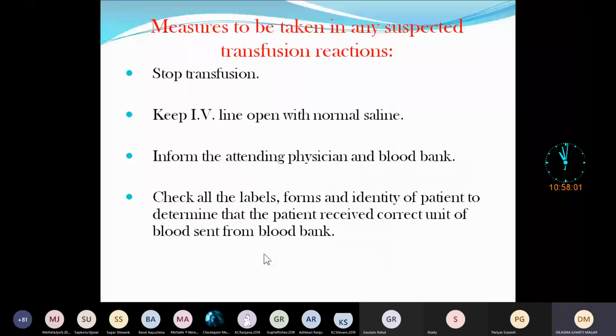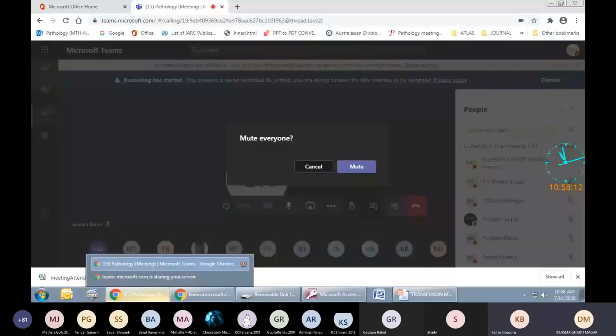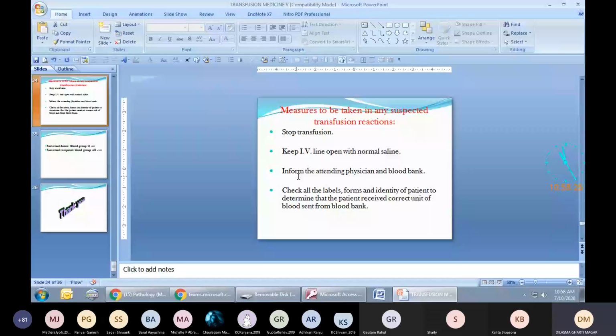So now, measures to be taken. I think this is around the last slide. So what measures should we take whenever there is a transfusion reaction? Are you understanding? Yes, ma'am. Okay.